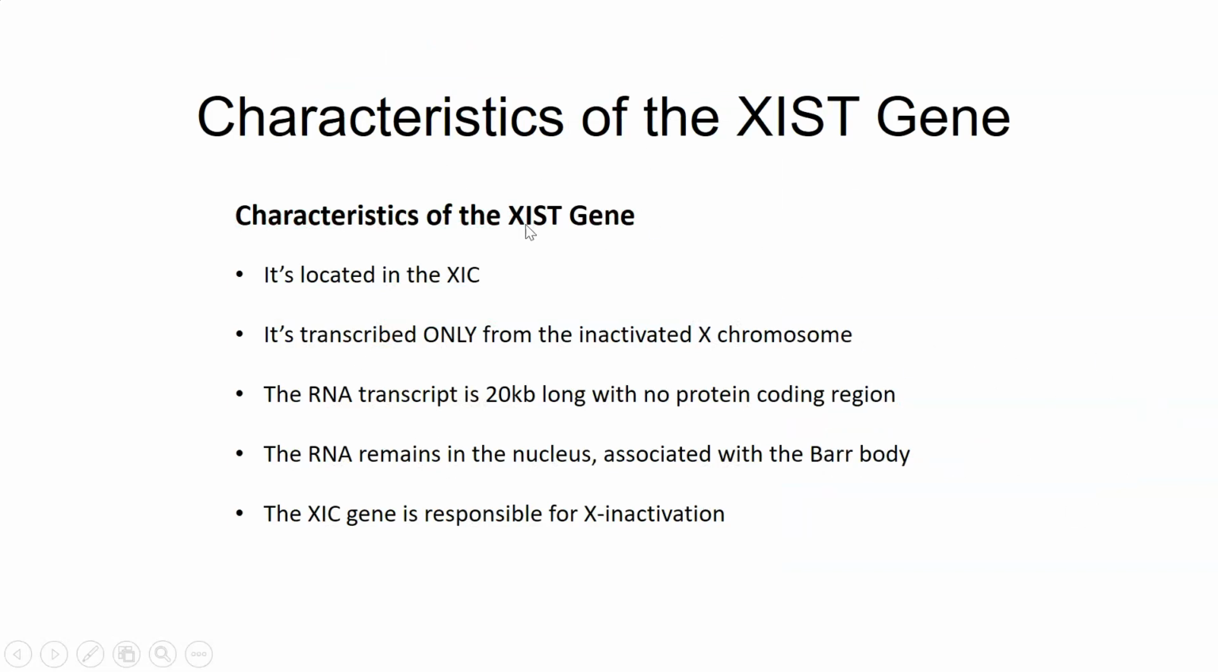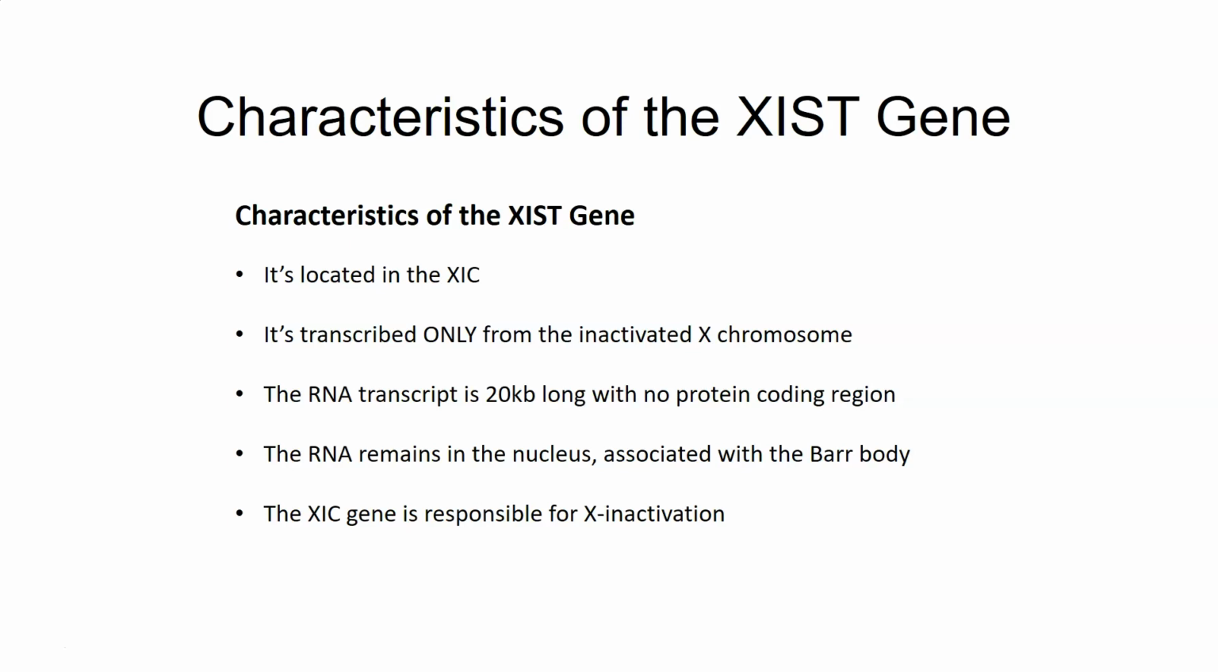Characteristics of the XIST are, number one, it's located in the XIC. This gene is transcribed only from the inactivated X chromosome, not the active X chromosome. This gene is transcribed into a 20 kb long transcript, very long transcript. However, this has no protein coding region. So it's transcribed, but not translated. The RNA that's transcribed does not leave the nucleus. It doesn't need to because it's not translatable.